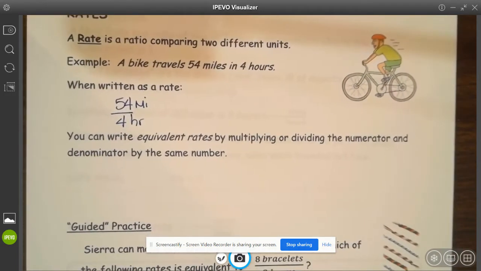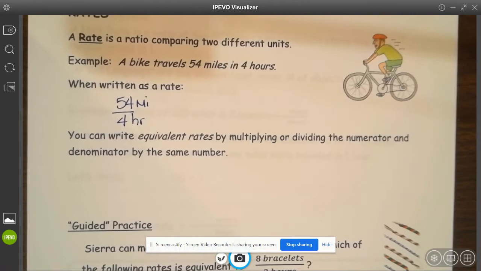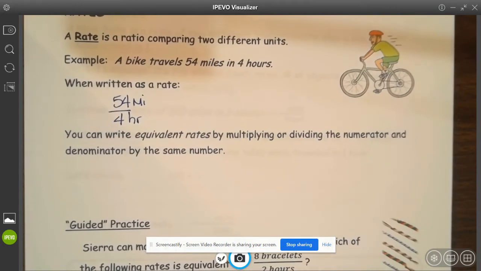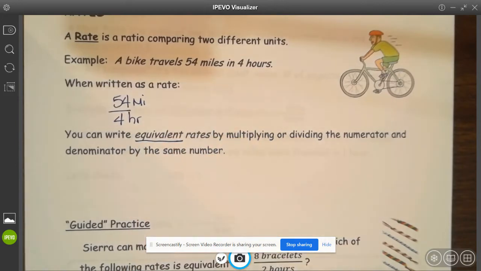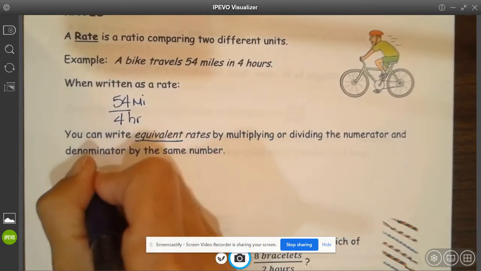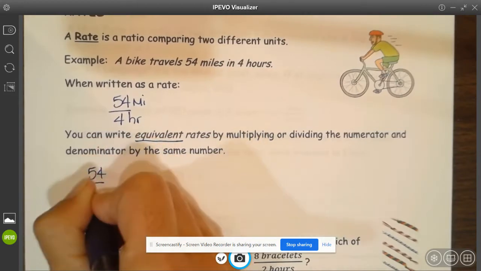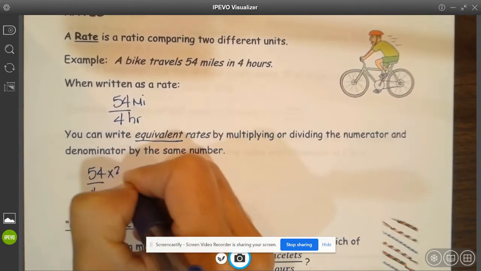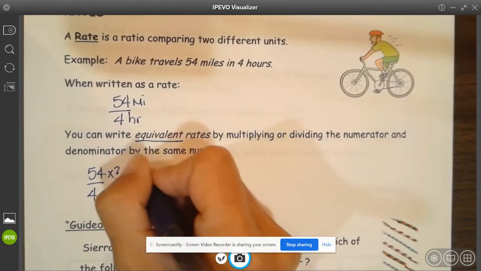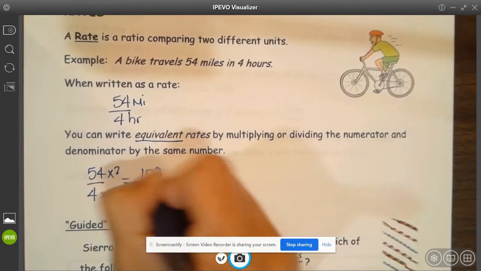You can write equivalent rates by multiplying or dividing the numerator and denominator by the same number. Equivalent means the same. So if you have 54 over 4, and you multiply top and bottom by 2, you get an equivalent rate, which is 108 over 8.